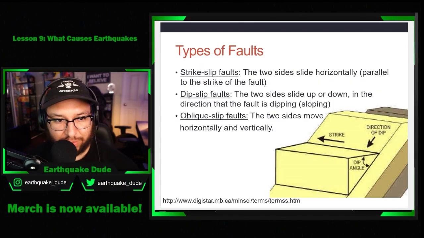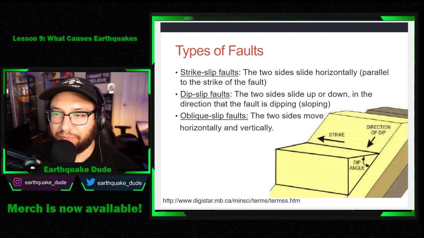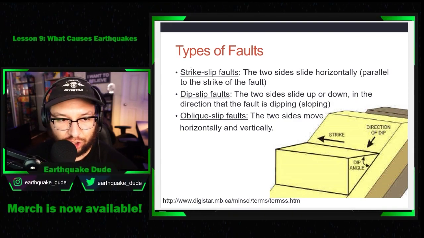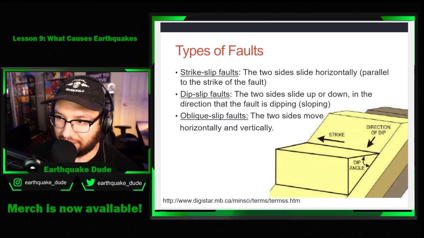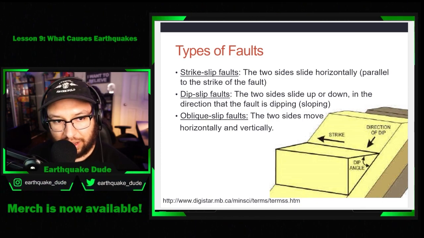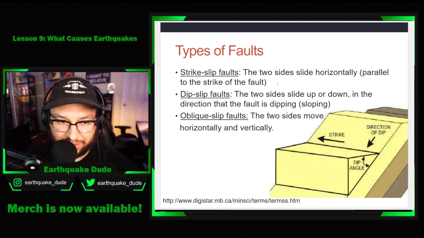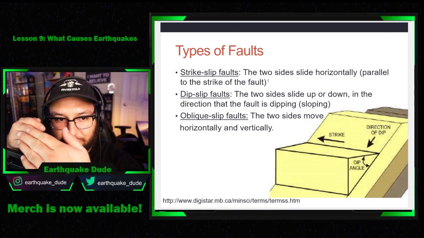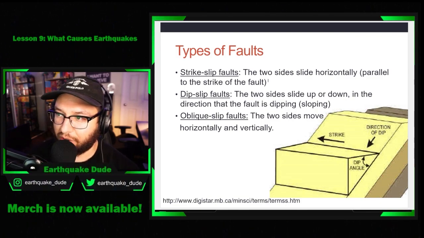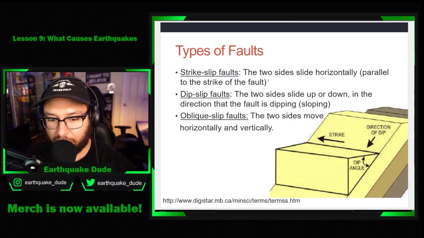So let me introduce you to them. I like to categorize them in 3 subcategories. Okay, the first one is called strike slip faults, and that's when the 2 sides slide horizontally to each other. So parallel to the strike of the fault, which is the direction of the fault orientation. So when the 2 plates are sliding, that's what we call a strike slip fault. And again, this is more of a horizontal motion and no vertical motion.